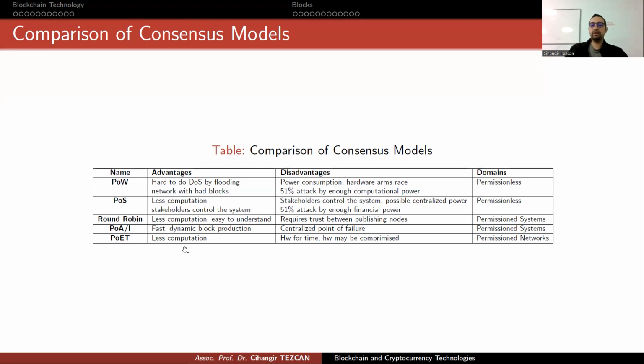Proof of elapsed time: less computation is an advantage, but the disadvantage is that you need hardware to measure this time, and hardware may be compromised. This happens many times. We have many special hardware components in our CPUs or in many devices which are used to store keys or randomly generate numbers. But we have seen many attacks, sometimes direct attacks, sometimes side channel attacks, and it is not that easy to design such hardware and keep it safe.